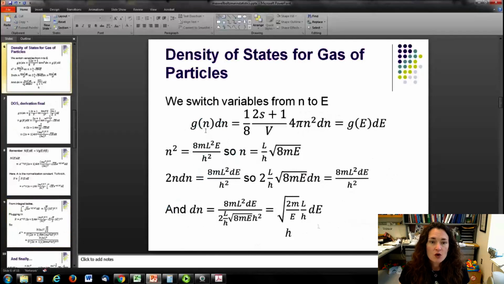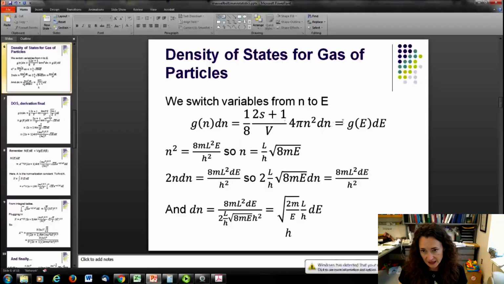Okay, so what we need to do really is, since we want the number density with respect to the energy, then we need to switch our variables. Really, g(n) dn is the same as g(E) dE, because E is directly proportional to n squared. But we do have to switch our variables. So instead of this function that we've got now, 1/8 (2s+1)/V 4 pi n squared dn, we need to plug in there and get it as a function of E instead.